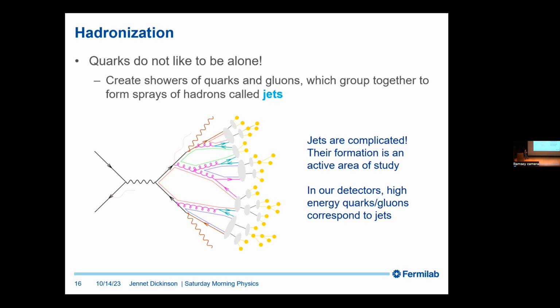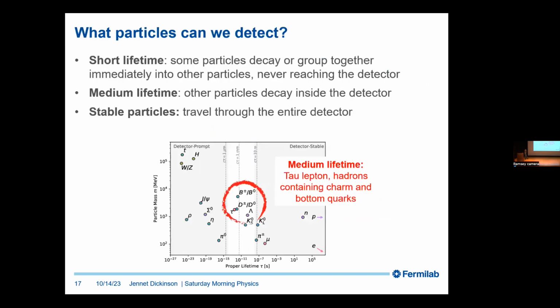So this is a very active area of study. And basically what we end up with every time we have a quark or a gluon is this spray of particles that turn into, eventually, hadrons, which are made up of states of quarks and gluons. So I count those as having a short lifetime as well.